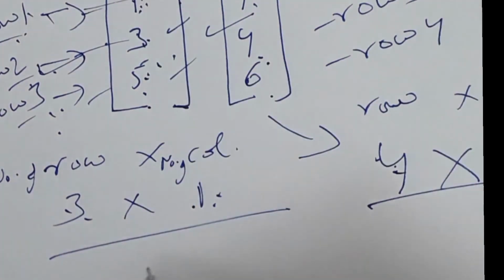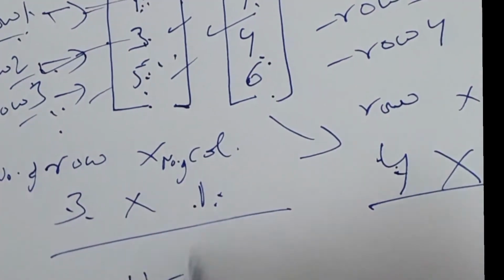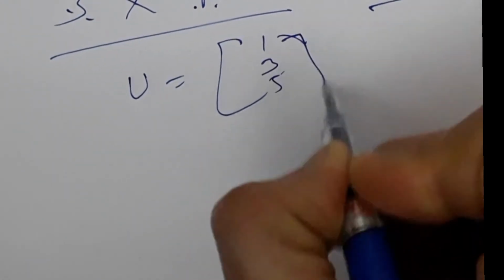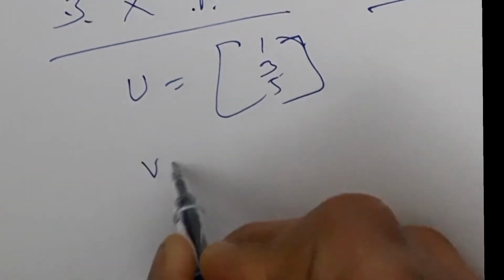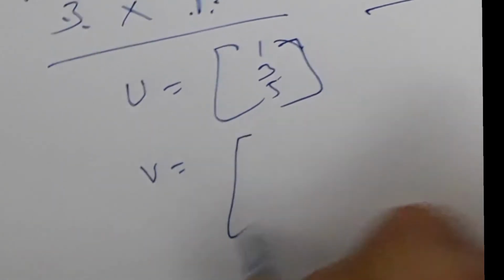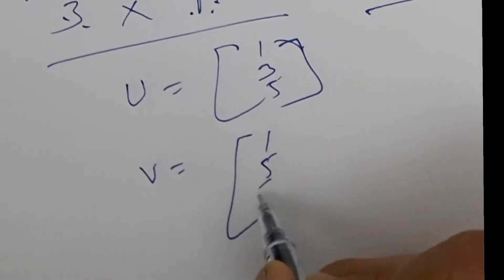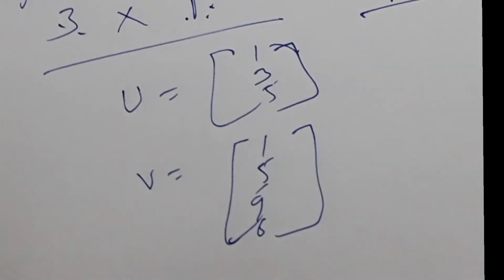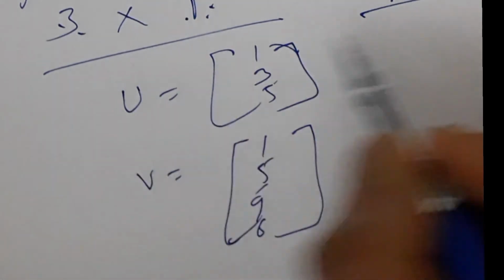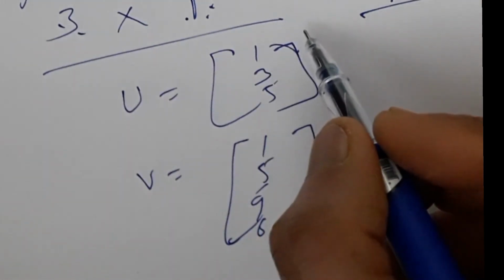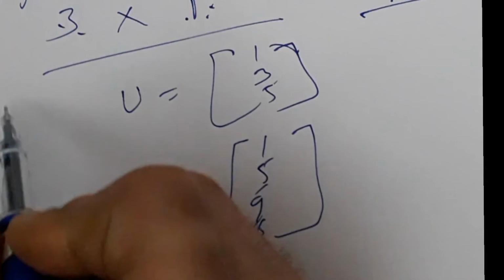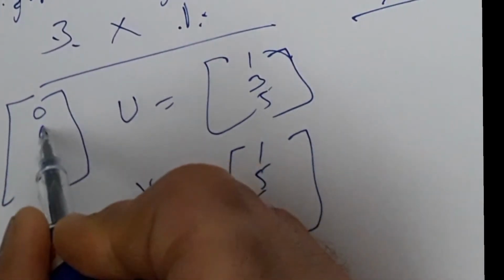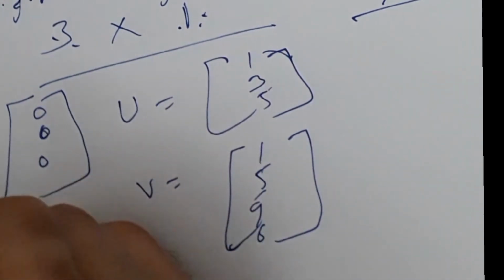We can name these vectors. For example, I can say this is a vector u, with 1, 3, and it can be any number actually. This is vector v, so let's say 1, 5, 9, 6, and we can name it accordingly as per our usage. There's another small thing: if all numbers in a vector are 0, that is a zero vector.